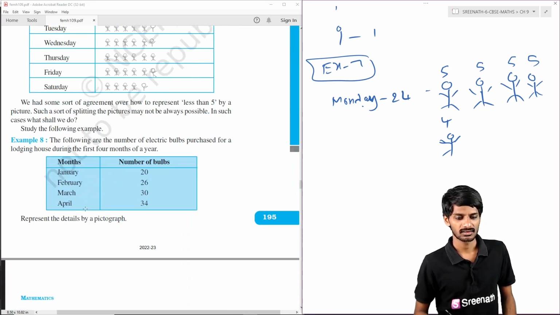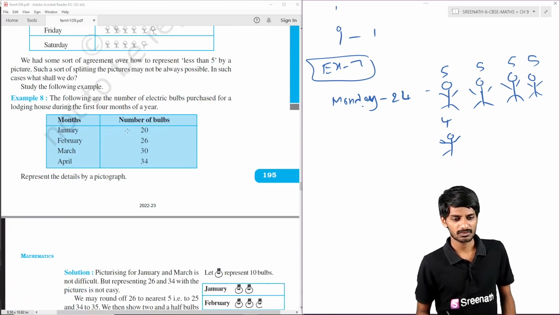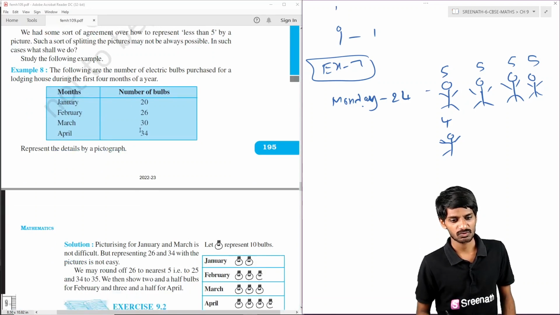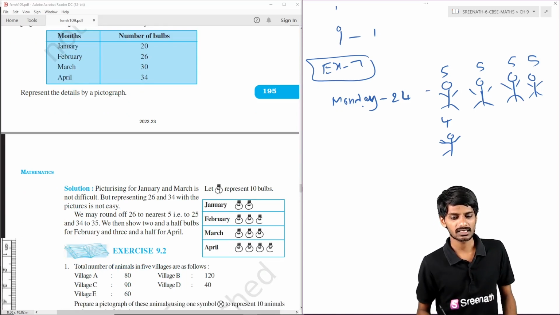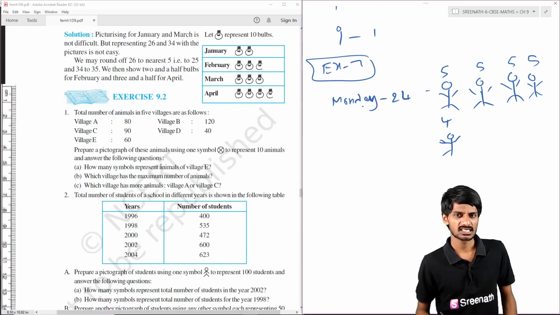The following are the number of electric bulbs purchased for a lodging house during the first month of the year. Again here also we have to represent, for 10 bulbs, you have to represent like this. If there is a decrease, you have to make it half like that. That is the task, students.